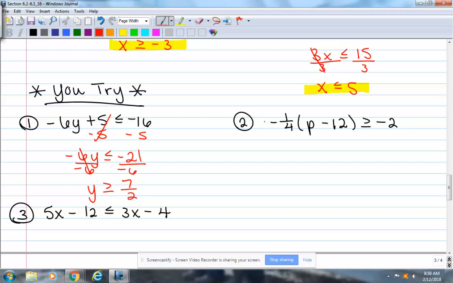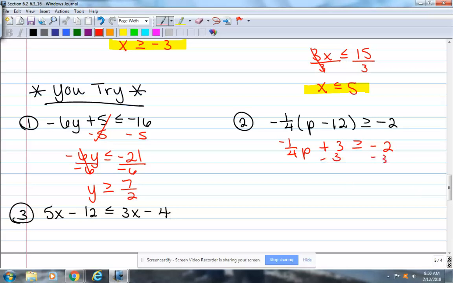Okay. So what's negative 1/4 times P? Negative 1/4 P. What's negative 1/4 times a negative 12? Positive 3, right? Do I swap my symbol after I distribute? No, because when I did that, I multiplied it just to the left side, not on both sides, right? Okay, so when you distribute, you don't change symbols. So now how do we get P by itself?